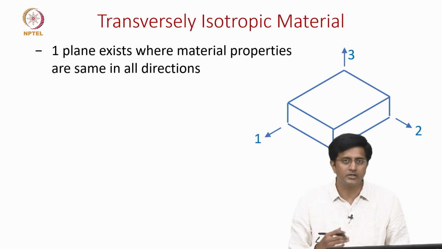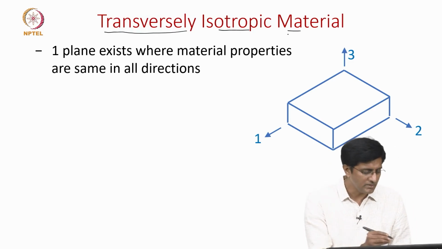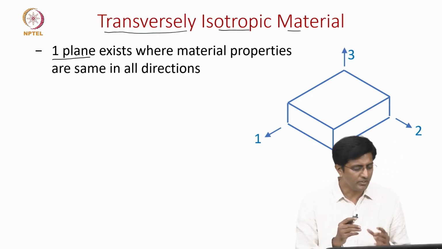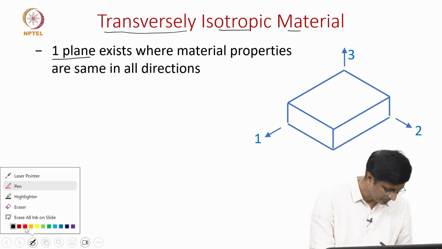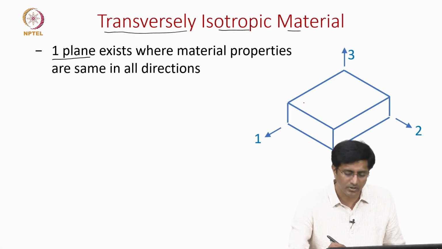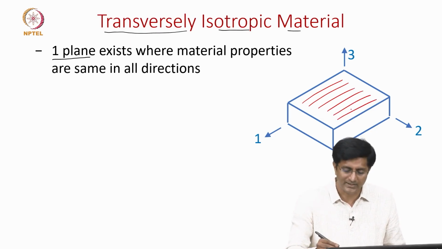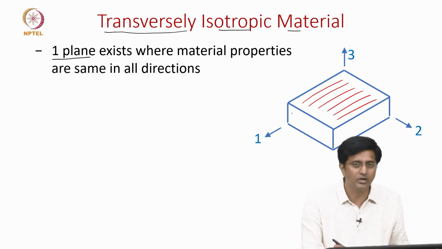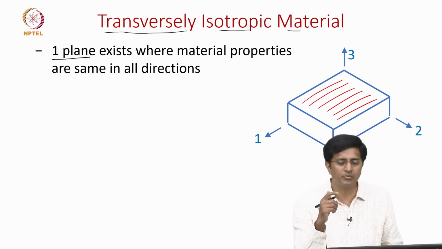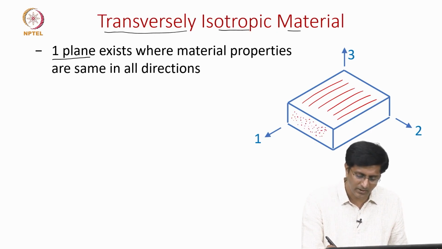Now, let us look at a third category, which is named the transversely isotropic material. What it means is there is one plane where the material properties are the same in all directions. So, let us show it with an example. Let us say again we are discussing the unidirectional lamina, where this is the direction of the length of the axis of the lamina, and in this plane 2, 3 we have the fibers. Usually in a lamina there are several fibers, and these are all randomly placed, let us say statistically random.